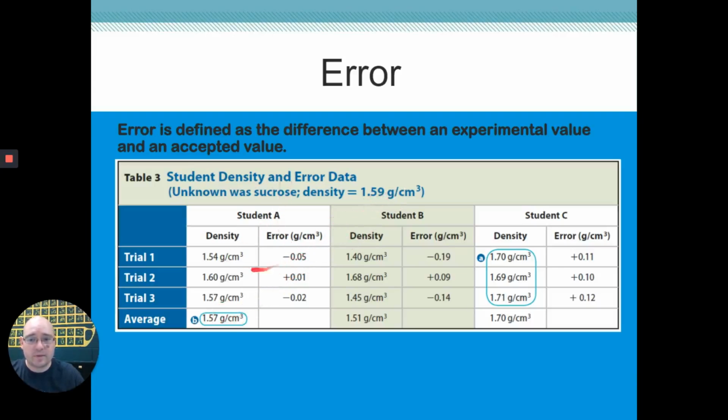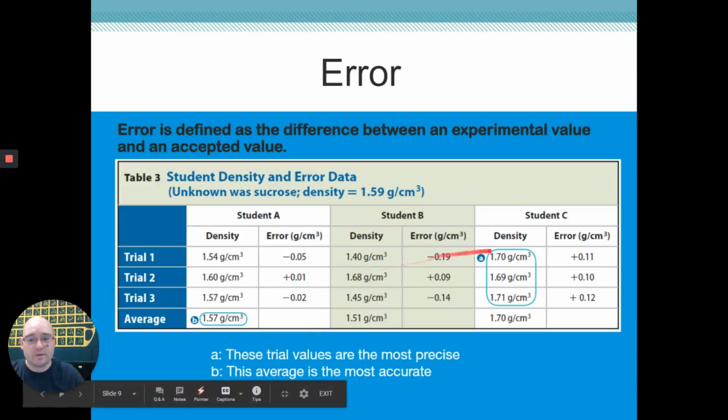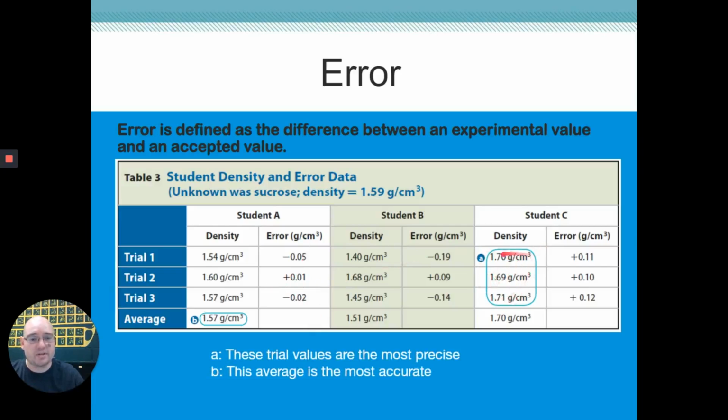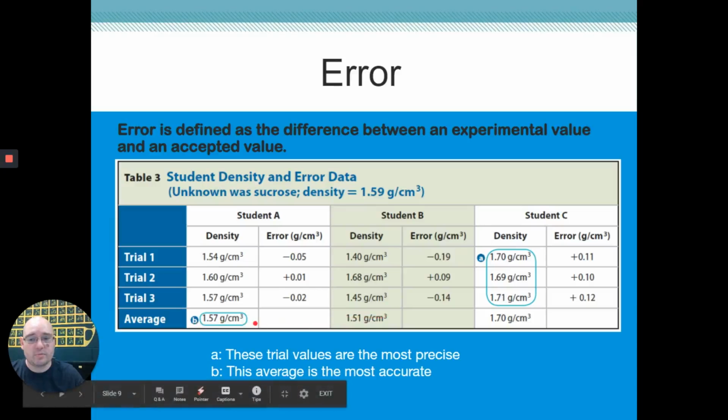They're only 2/100ths of a point apart. Now, error is the difference between the experimental value and the accepted value. So here's my accepted value. Here is the experimental value. So 1.54, 1.59. So the difference is 0.05. So that's your error. This is 0.05 low. This is 0.01 high. So that's your error right there. So as I said, trial A, those are the most precise. It's a grouping of measurements that are all really close to each other. B is the average of all of these, and that is the most accurate.